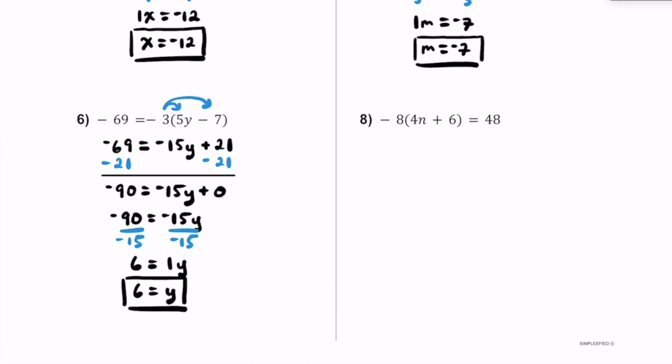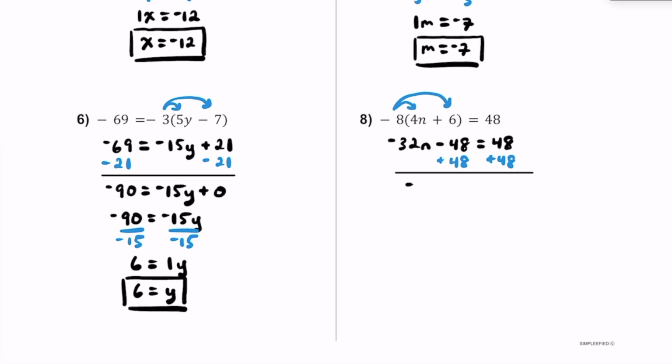All right, for one final practice problem, for number 8, looks like we do have to do some distribution here. So let's distribute first this negative 8 to both of these terms. Negative 8 times 4n is going to be negative 32n. And then negative 8 times 6 is going to be negative 48. So you could write plus negative 48, or you can just write minus 48, which is what I'm going to do because it's a little less writing here. Okay, so we have a two-step equation here. Let's go ahead and take care of the minus 48 using the addition property of equality. Let's add 48 to both sides of the equation.